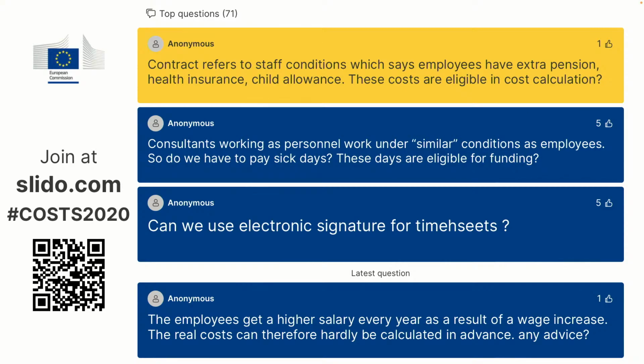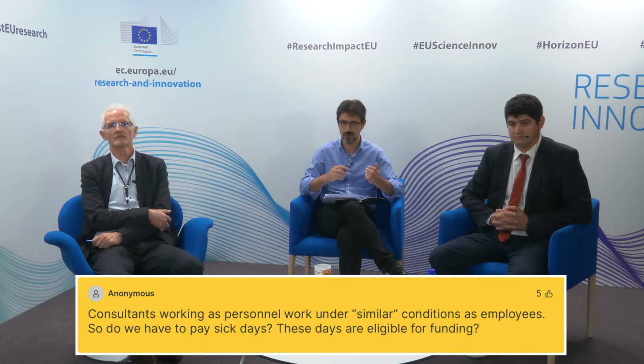No, it's working under similar conditions and remunerated similarly, but it doesn't mean that the social benefits, if you want, have to be the same. When we speak about working under similar conditions, we speak about presence requirements, hierarchical subordination, if you want. That must be not the same, but a similar way to organize the work. It's not about similar in the sense of social advantages, etc.